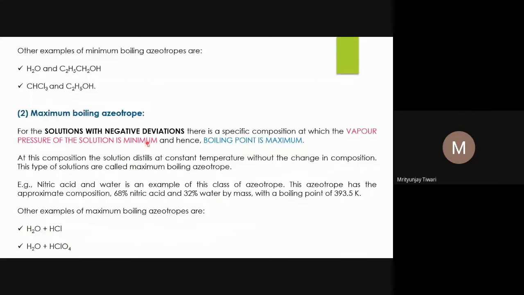So such solutions form maximum boiling azeotropes. For solutions with negative deviation, there is a specific composition at which the vapor pressure of the solution is minimum, and hence the boiling point is maximum. At this composition, the solution distills at constant temperature without a change in composition, and this type of solution is called a maximum boiling azeotrope. An example of a maximum boiling azeotrope is the nitric acid and water solution.